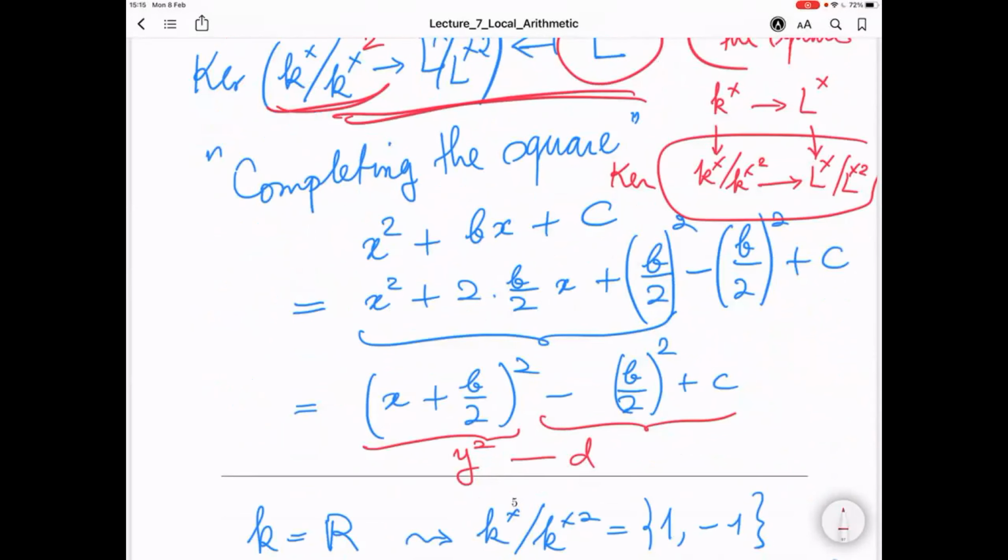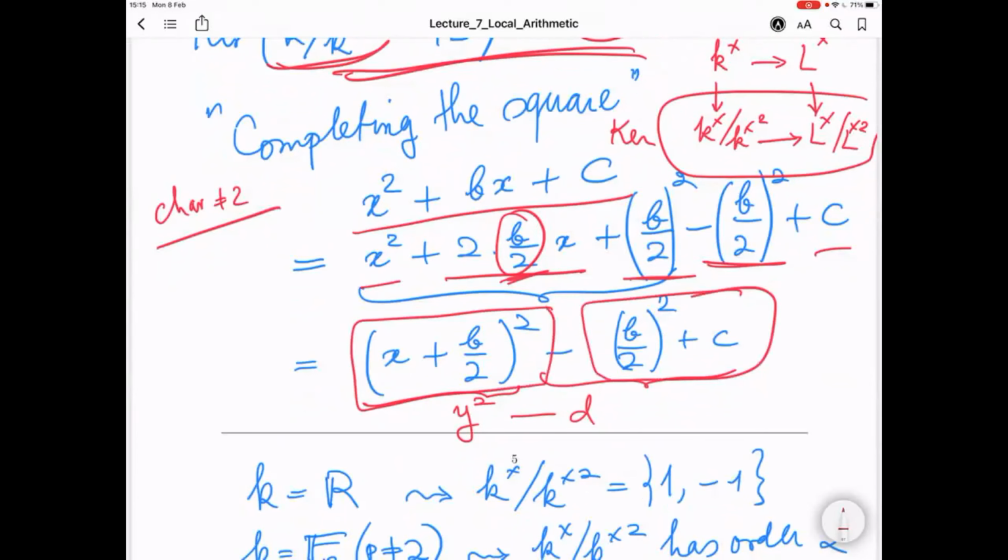So, as I said, all this is a translation of the fact that if your characteristic is different from 2, then you can complete the square, because here you need to divide by 2. Given a polynomial x squared plus bx plus c, you can write it as x squared plus 2 times b/2 times x, plus (b/2) squared, minus (b/2) squared plus c, right? And that becomes something squared minus something else. Okay.